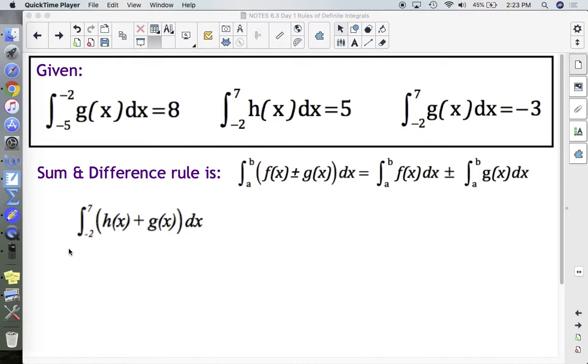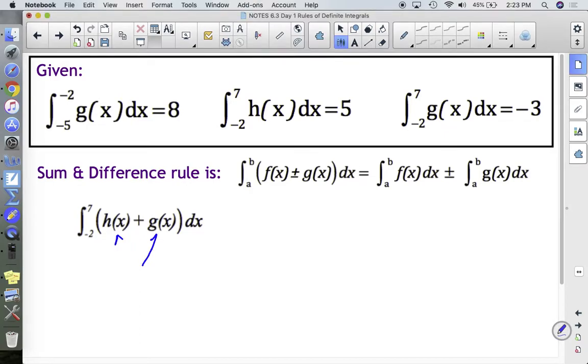And the sum and difference rule says this. If you have two totally different curves, notice how we've got h of x and g of x, and we want to see what happens, but we don't know what happens to them as one combined curve, let's say maybe something like x squared plus sine of x. If I know what happens to each of those separately on the interval -2 to 7, I should be able to combine what happens to them from -2 to 7 on each of their graphs separately.